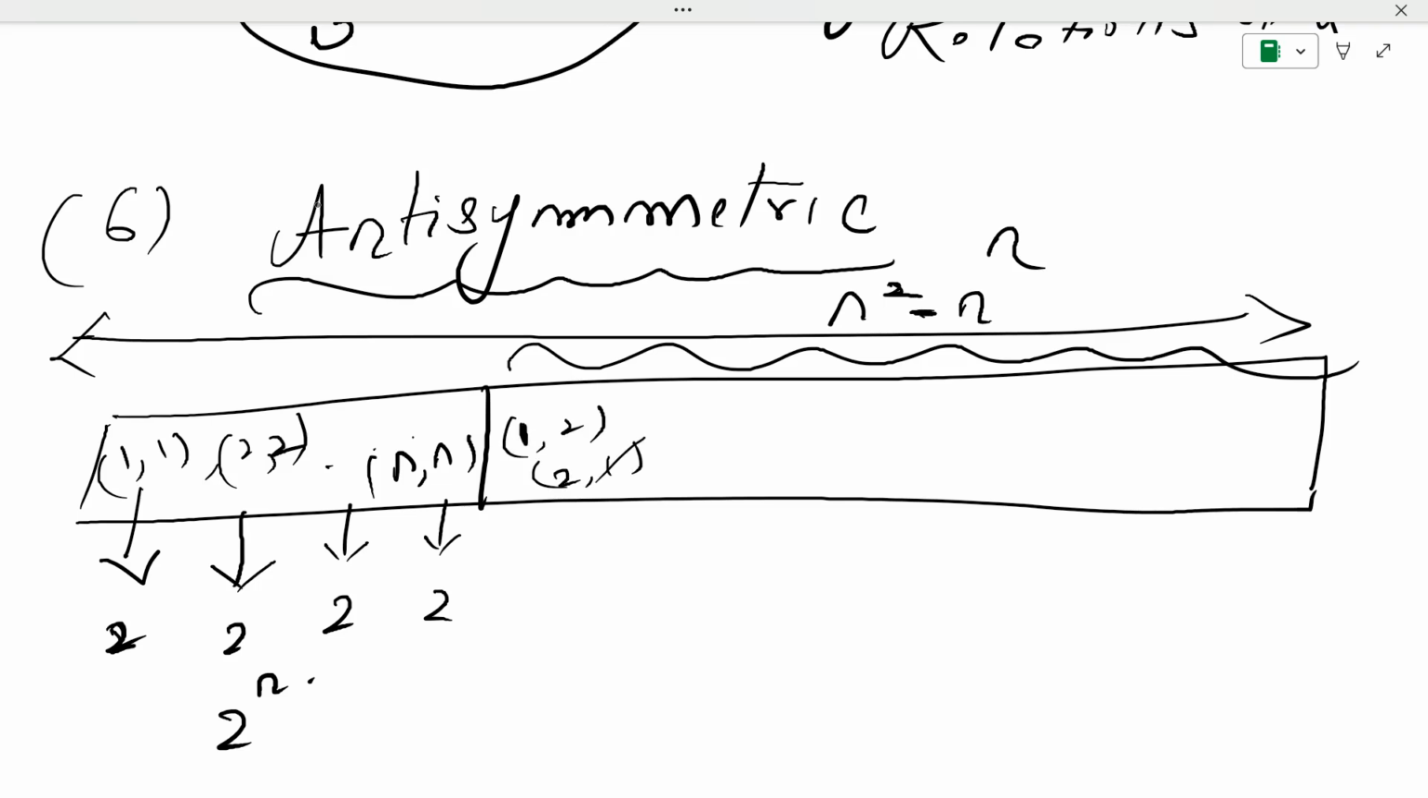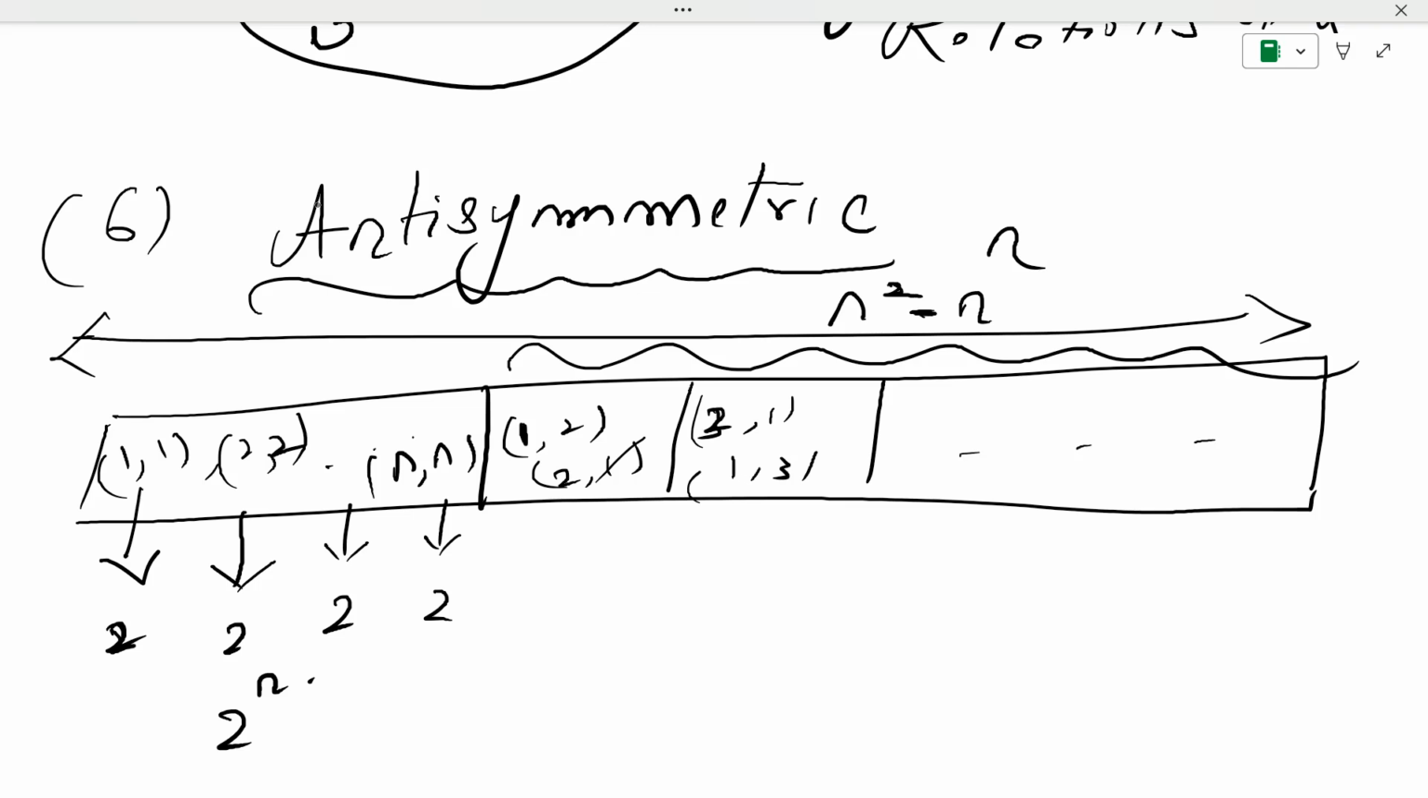Now for the remaining n squared minus n elements, if (1,2) is present, then definitely (2,1) shouldn't be present, because in this case, if (1,2) is present and (2,1) is present, and 1 is not equal to 2, right? So we have to check this condition this way, okay? And then (3,1) and (1,3) and so on.